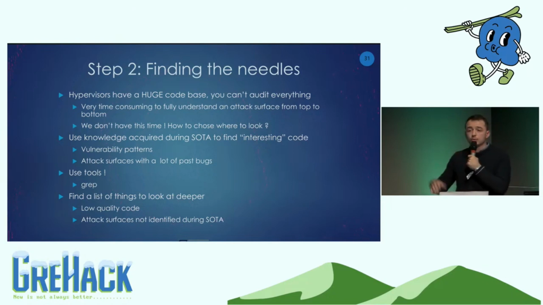So my goal is to use the exact same technique, use the knowledge I acquired during my state of the art to find bugs, quick bugs, without going too deep in the code. Anyway, hypervisors have a huge code base, so you can't audit everything from top to bottom. So the goal is to just use some tools like grep, or you can use CodeQL if you want. And the goal is just to find interesting code by grepping or finding some interesting pattern like you collected during your state of the art. And you have another list of things to look at deeper.